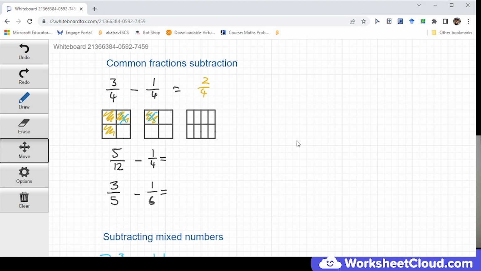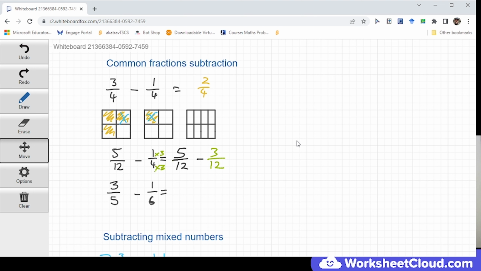I see that I can do something to my 4 to make it into a 12. So what I can do is I can times 4, 8, 12. I can times that by 3, but what you do to the bottom, you do to the top. So my first number is going to stay unchanged at 5 over 12. My second number, 4 times 3 is 12, so my denominator is 12, and 1 times 3 is 3.